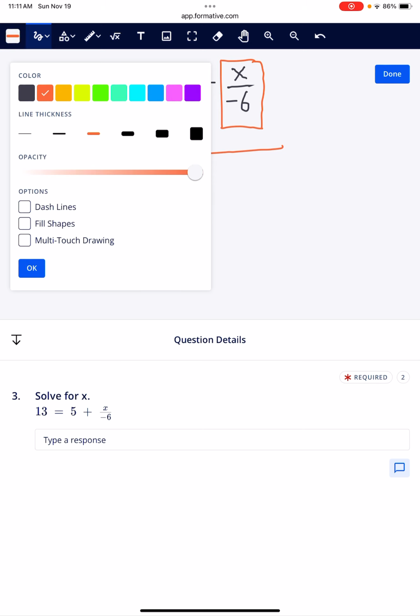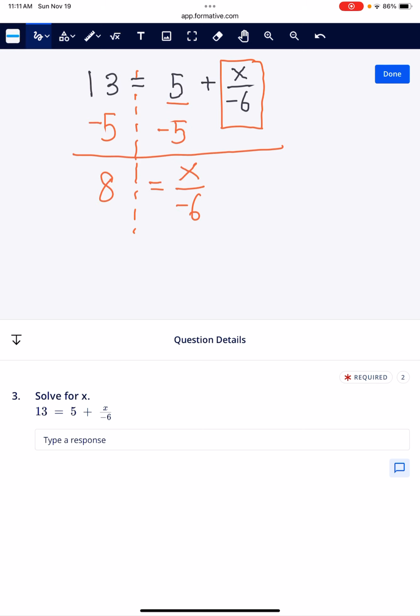To isolate x, you need to get rid of the bottom denominator, negative 6. x is divided by negative 6. So you need to multiply both sides by negative 6. And then negative 6 will be gone. You have x on your right side. The left side is negative 6 times 8, which is negative 48.